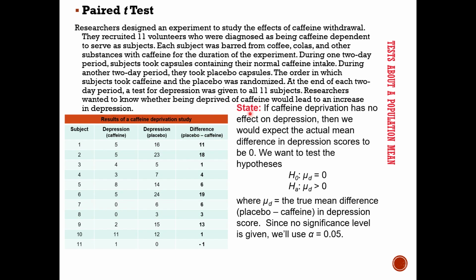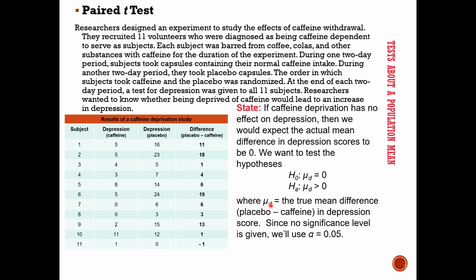All right, so we're going to go through that state, plan, do, conclude method again. By the way, you do not have to write all this much for the state step. What I would do is say H0 equals mu of the difference, and that the H0 is going to be that that's 0, so there is no difference, and the HA is going to be that it's greater than 0, meaning the difference is positive, meaning an increase in depression. And you do want to define your mu D. That's going to be the true mean difference, placebo minus caffeine in depression score.